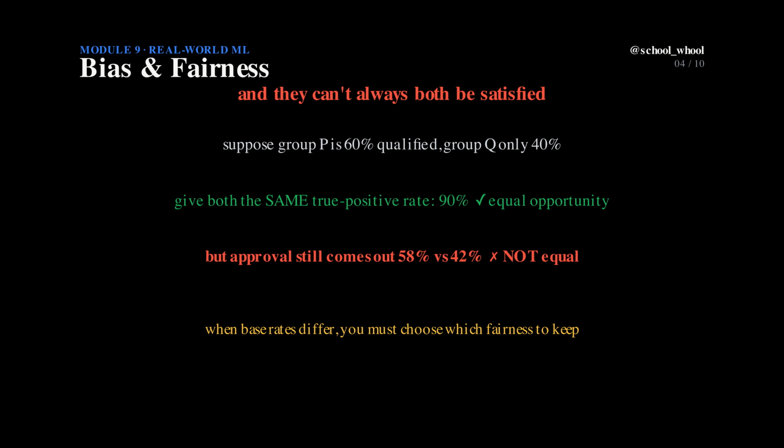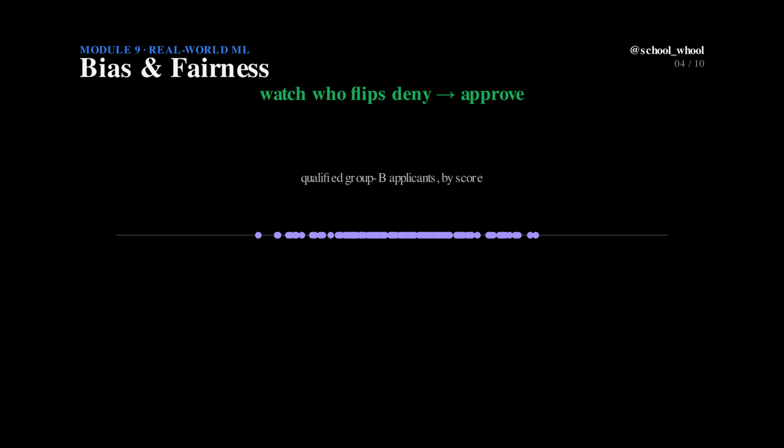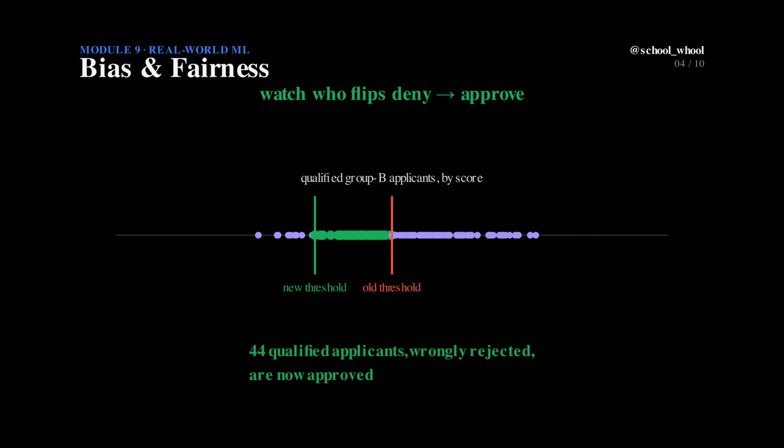The fix is to give qualified Group B applicants the same shot as Group A, by lowering Group B's decision threshold. Here are Group B's qualified applicants, laid out by the score the model gave them. The old threshold sits here. Everyone to its left was denied, including many people who were genuinely qualified. Now we slide the threshold left, to match Group A's standard. Watch these applicants flip from denied to approved. 44 qualified people, wrongly rejected before, now get the yes they earned.